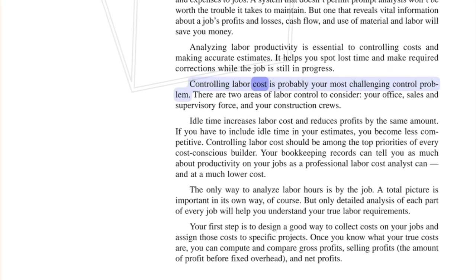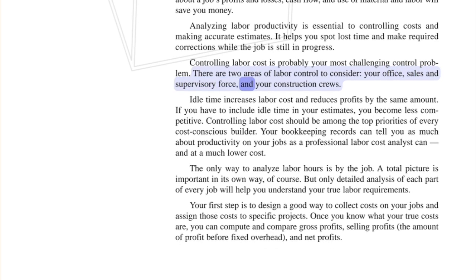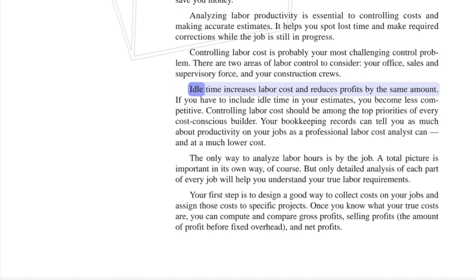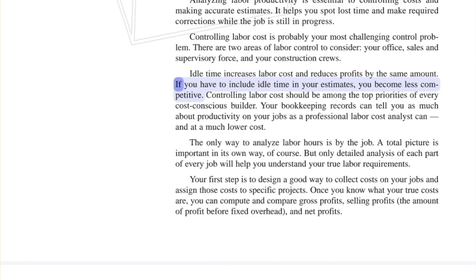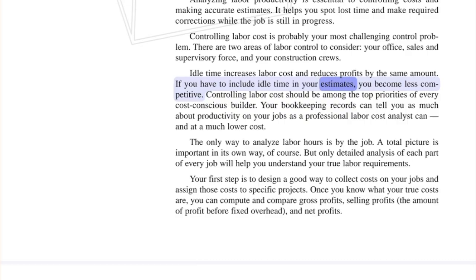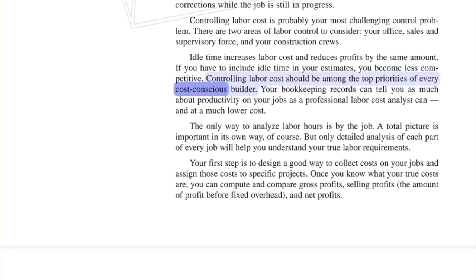Controlling labor costs is probably your most challenging control problem. There are two areas of labor control to consider: your office, sales, and supervisory force, and your construction crews. Idle time increases labor costs and reduces profits by the same amount. If you have to include idle time in your estimates, you become less competitive. Controlling labor costs should be among the top priorities of every cost-conscious builder.